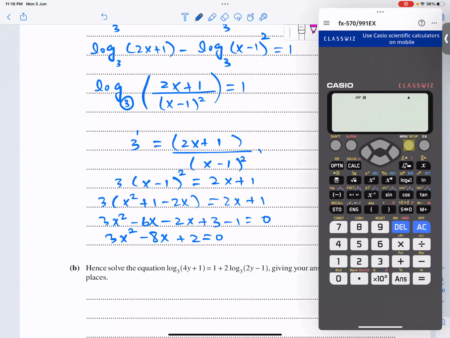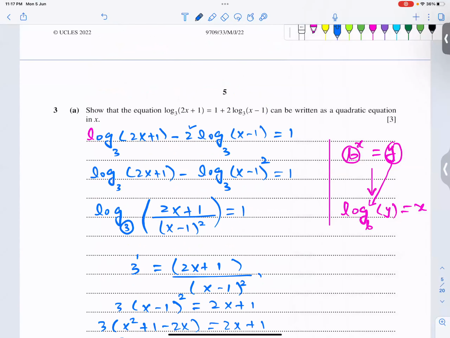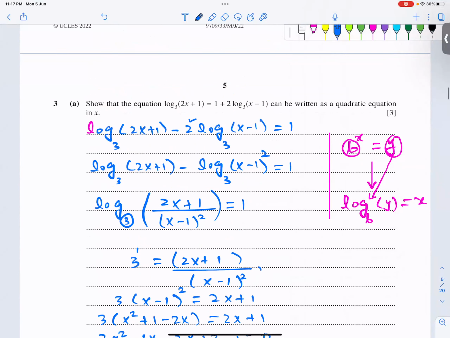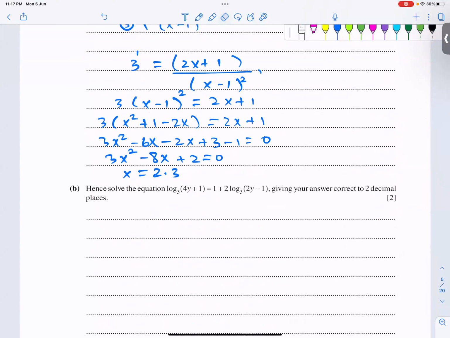So I'm going to solve this quadratic equation using the direct technique from the calculator. 3, negative 8, 2. So the first value of x is 2.38. Actually, the question was to show that this equation can be written as a quadratic equation in x, so we don't need to solve it further. So moving to the next part.